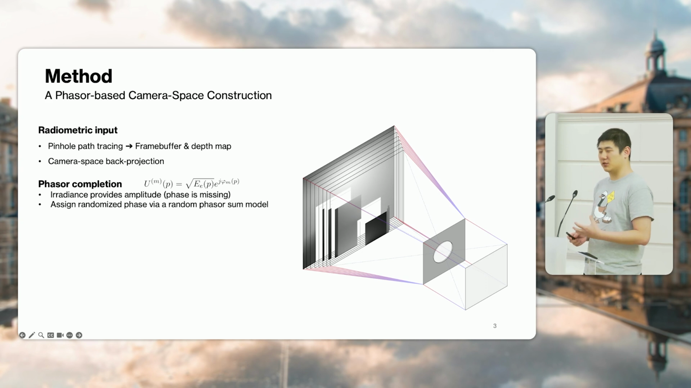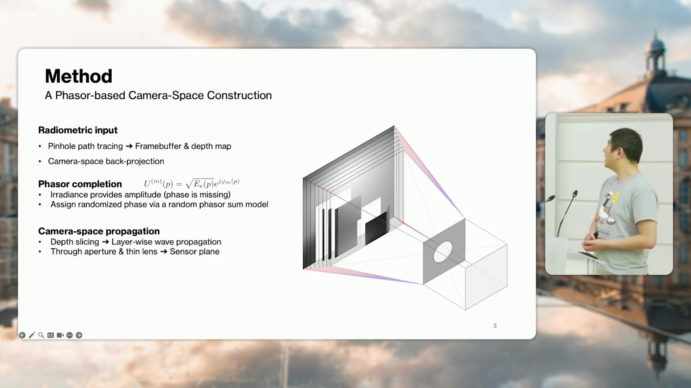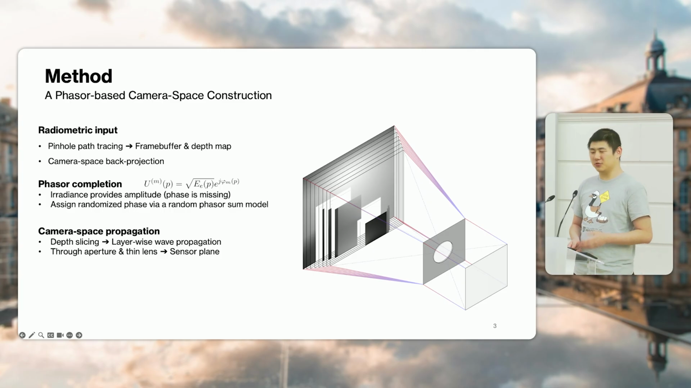So in this case, we choose a straightforward way. We randomly assign the phase to the field, which means using a random Phasor model. And after that, we decide to slice the scene into multiple layers, and we will propagate layer by layer through the aperture and the scene lens to the sensor.